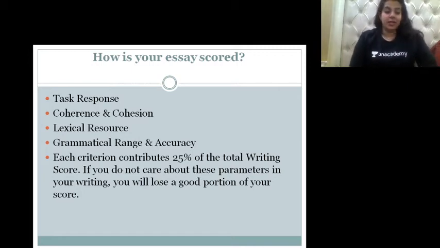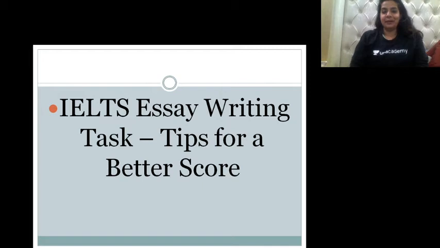Then we talk about grammatical range and accuracy. Yes, your grammar, how perfect, how accurate the grammar you're using. What is the choice of tenses you're using? Which tense has your question been written in? Okay, and you have to answer according to that. So each of these criteria contributes 25% of the total writing score. So it means you have to be careful for all the four aspects. Now, what are the quick tips for getting a better score in essay writing?